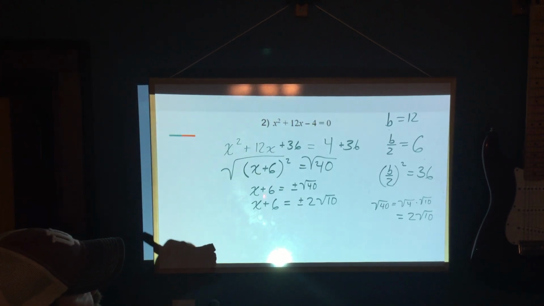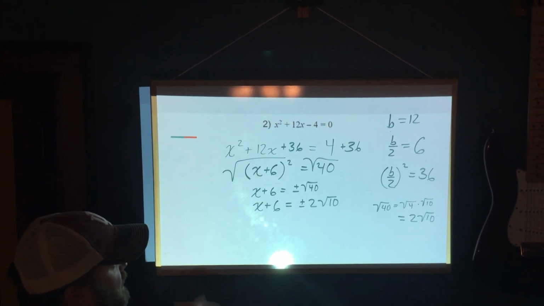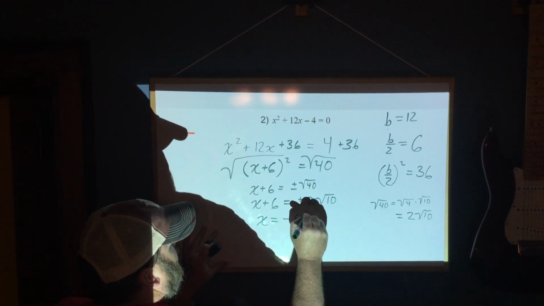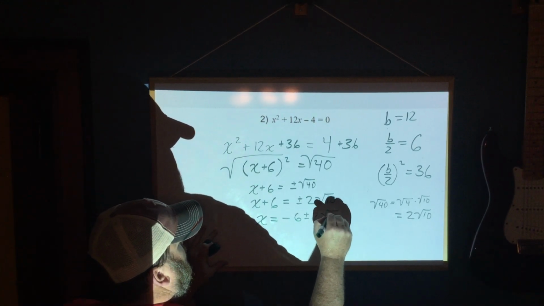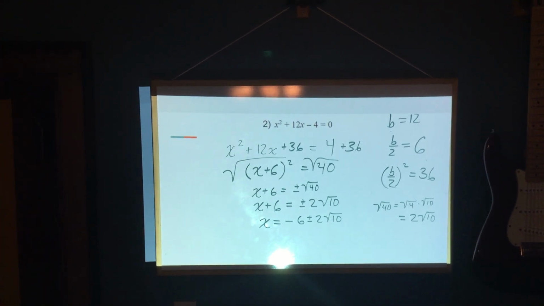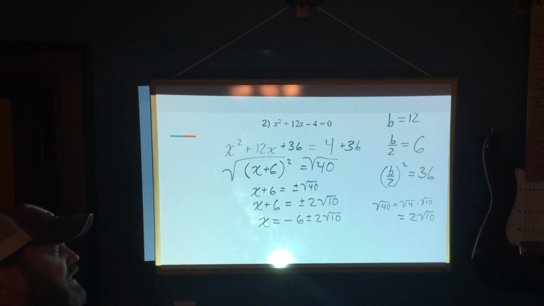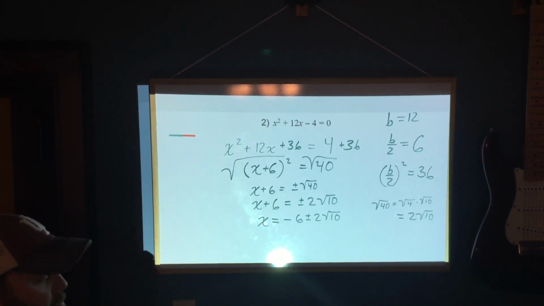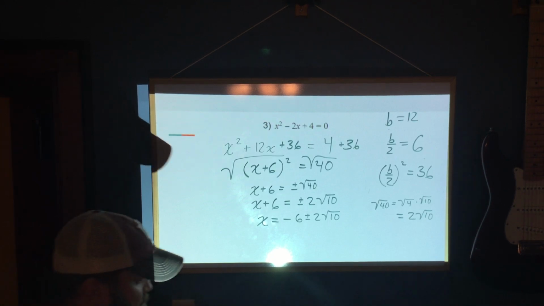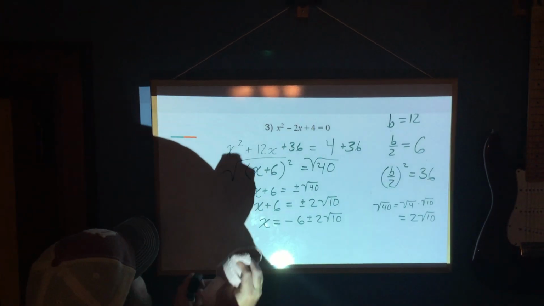And then now I'm going to take this plus 6 and transpose it over to the other side. So I'll get negative 6 plus or minus 2 square roots of 10. So there are my two solutions. One of them is negative 6 plus 2 square roots of 10, and the other is negative 6 minus 2 square roots of 10. All right, number 3.